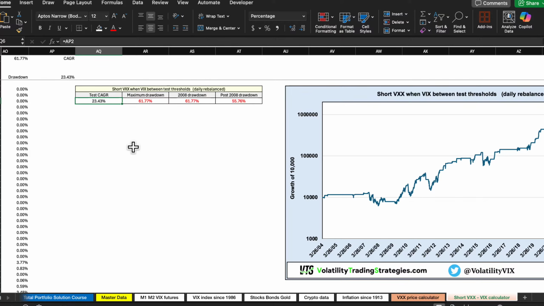It's kind of in the ballpark. My short vol strategy is about 30% a year, and that's using the 0.5 leverage factor. So, of course, our strategy at VTS is far superior to this, and our drawdowns are less than half of this. So this is a non-starter.